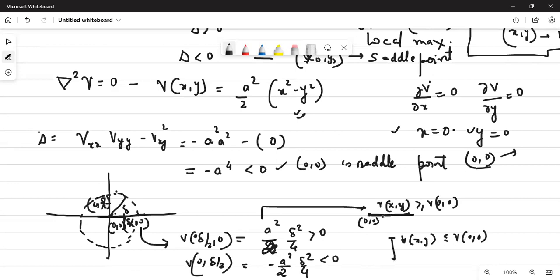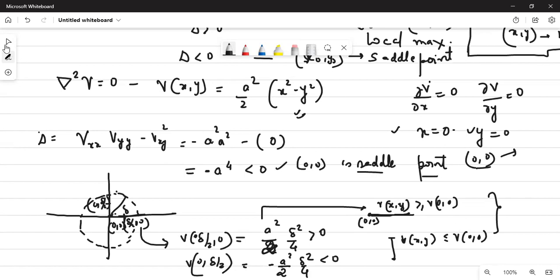So if I move in this direction, then I will say that 0, 0 is a local minimum. If I move in this direction, that is along the y-axis, I'll say that my 0, 0 is a local maximum. So I cannot identify whether it is a local maximum or minimum. So I'll say that at 0, 0, neither local maximum is there, nor local minimum is there. Technically, there is a saddle point.